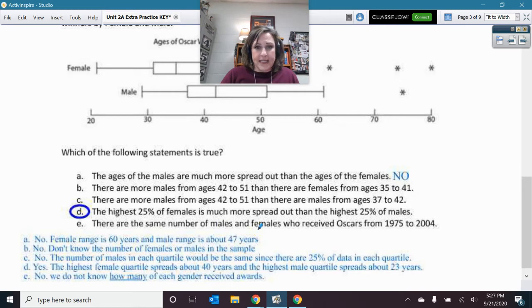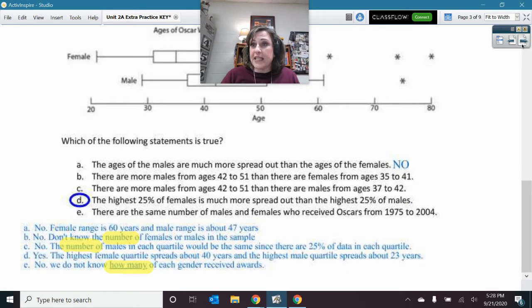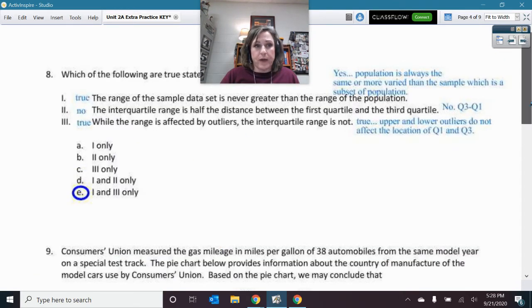Here you can see why I said that the other ones are not true. So you could stop and take a look at that. Keep in mind that when we have our box plot, we don't know how many people are represented in each one of these box plots. So I can't compare the number of people, the number of males, and the number of females. Very important thing to understand and distinguish, okay? Cannot tell the number unless they gave us the total. All right, here we go.